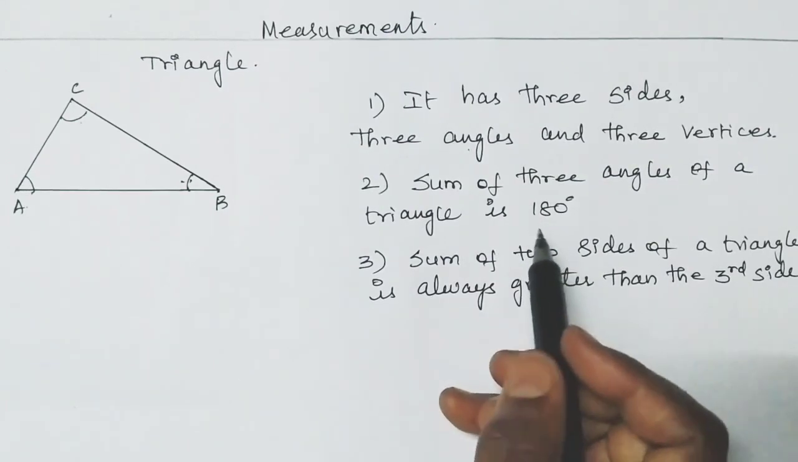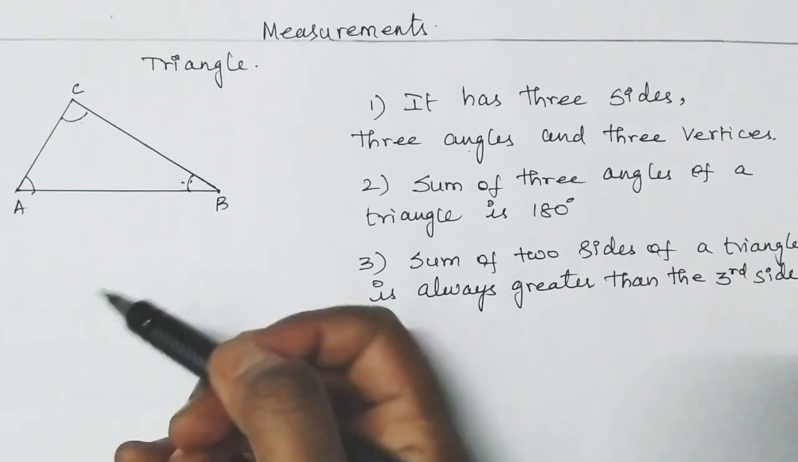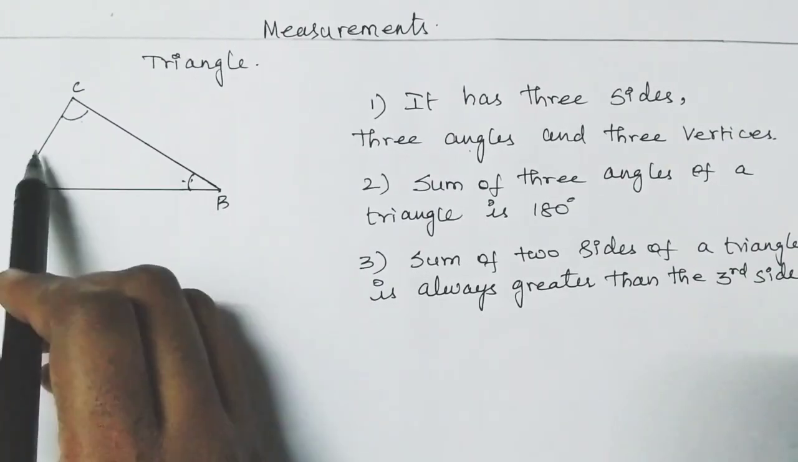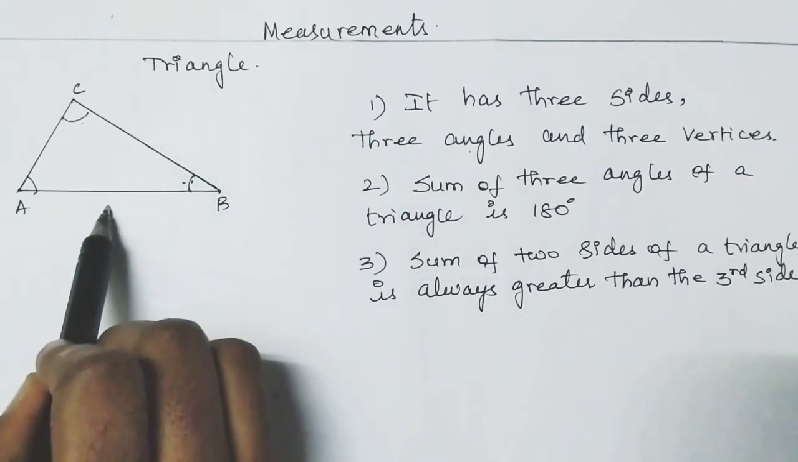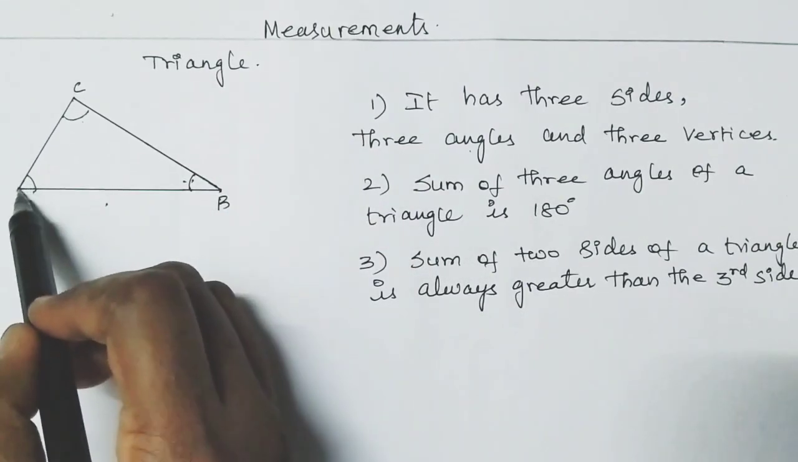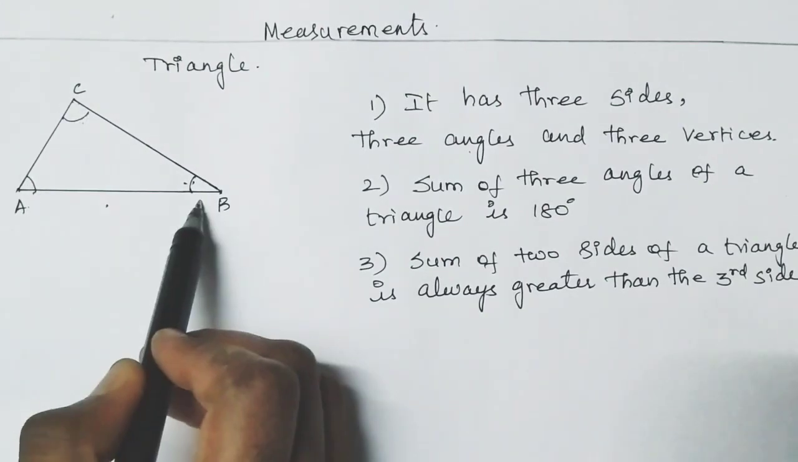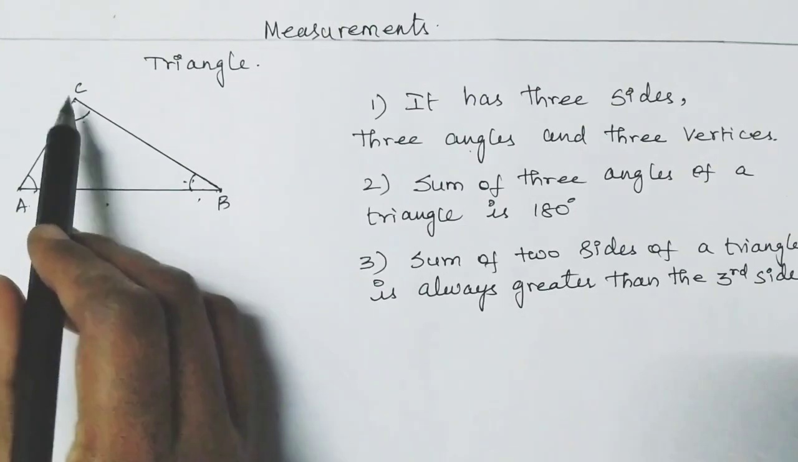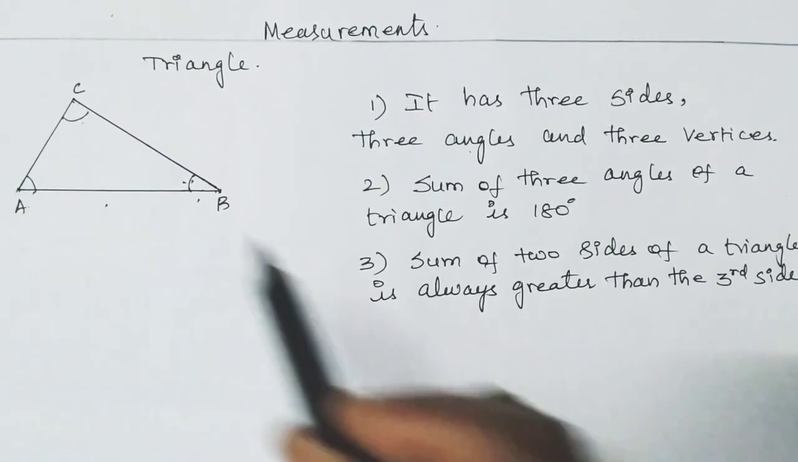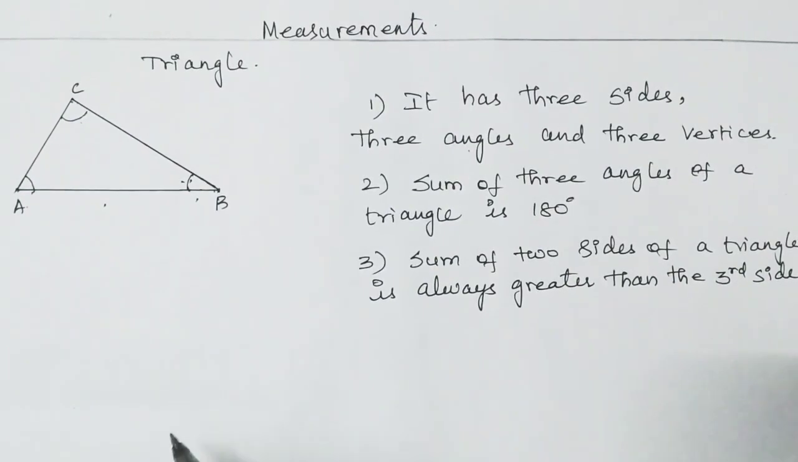What is the name of the property? Yes, that is called angle sum property. Then the third one is that the sum of two sides of a triangle is always greater than the third side. So if you add AC and BC, it will be greater than AB. Suppose if you add AB and BC, it must be greater than AC. So the sum of two sides of a triangle is always greater than the third side.